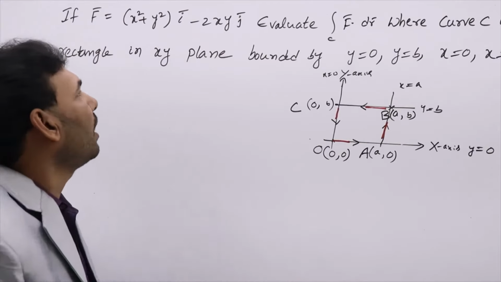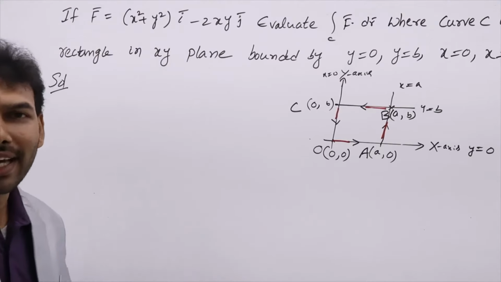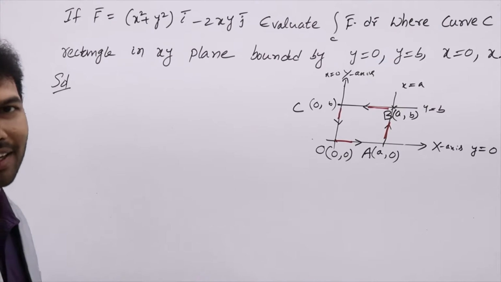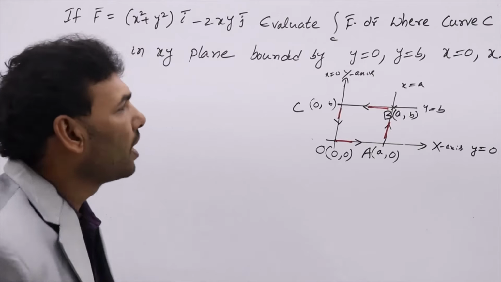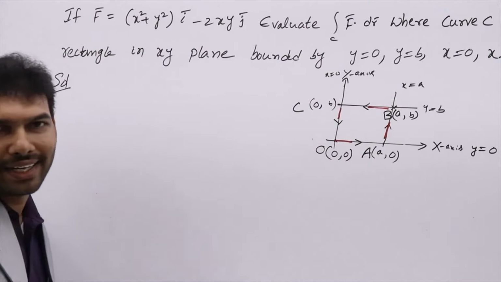After this we are going to discuss some vector integral theorems, with which we can easily evaluate this complete integral at a time by using a surface integral, a double integral. But our concept here is the line integral. We need to evaluate the integral over C of f bar dot dr bar in the given rectangular region.